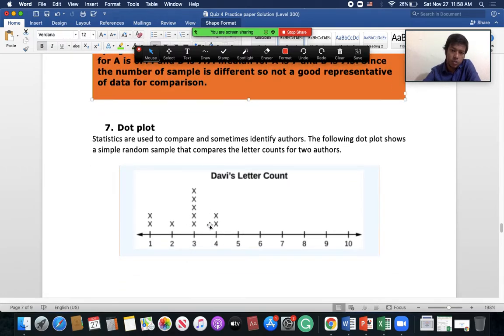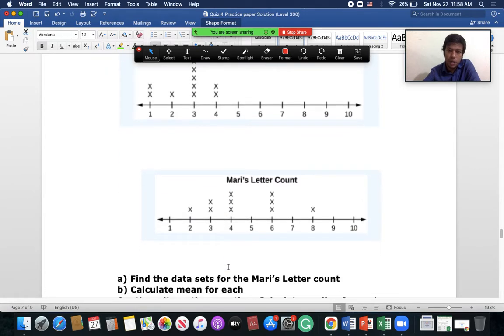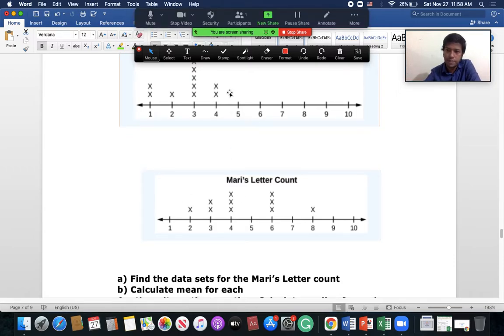This is a two-author letter count problem. We have Devi and Mari, and their letter counts. Suppose you have some paper, passage, or paragraph. Some people have a tendency to write most of their words as very big words, and some people always write small words. So this is that kind of comparison.